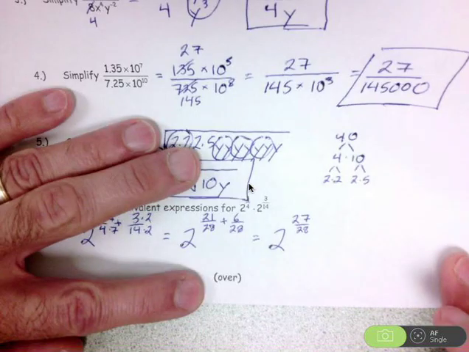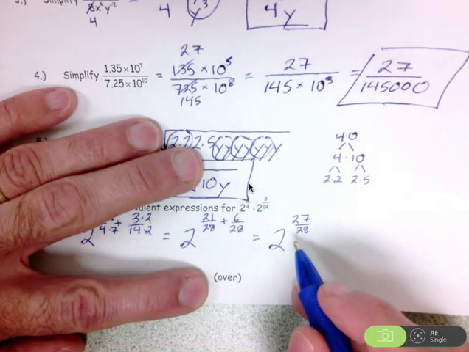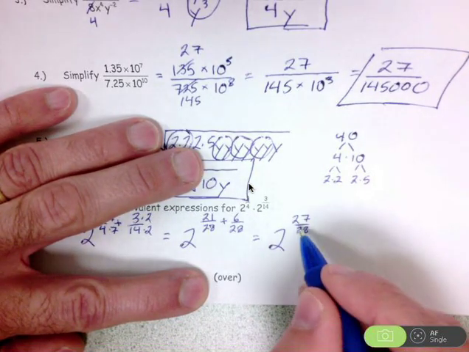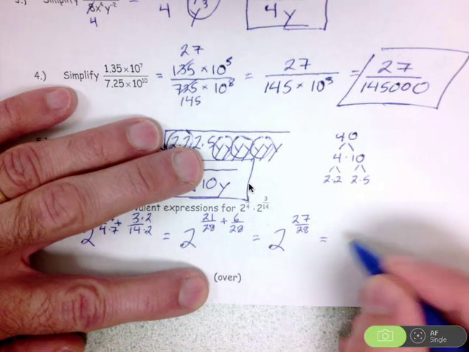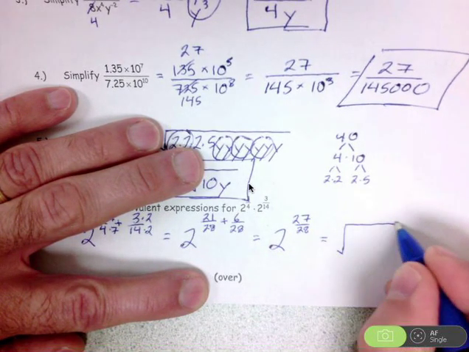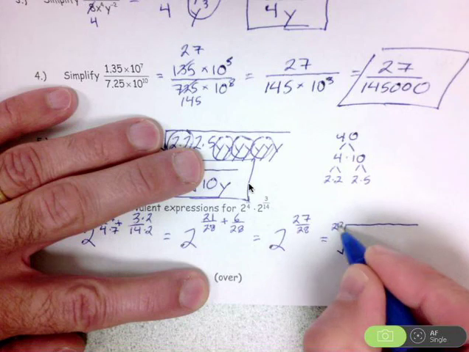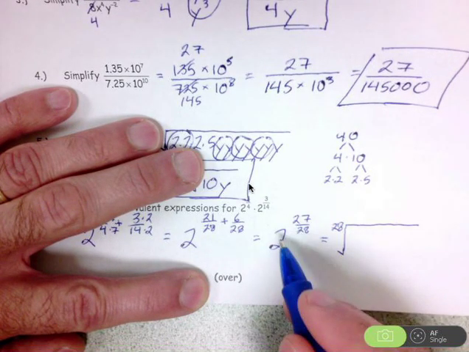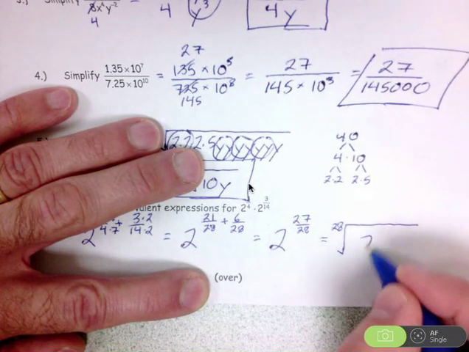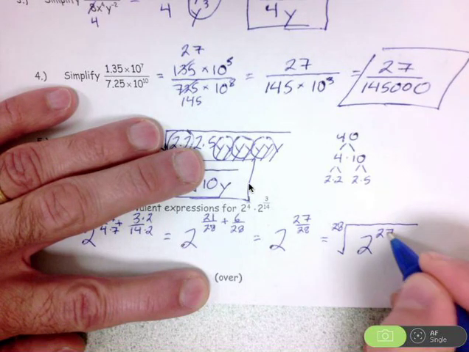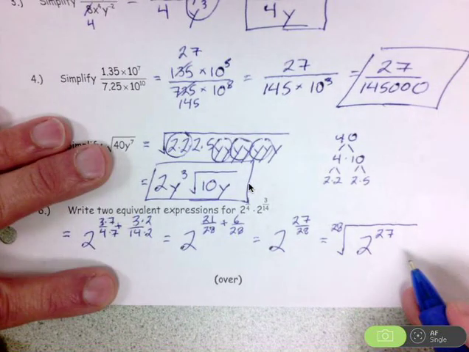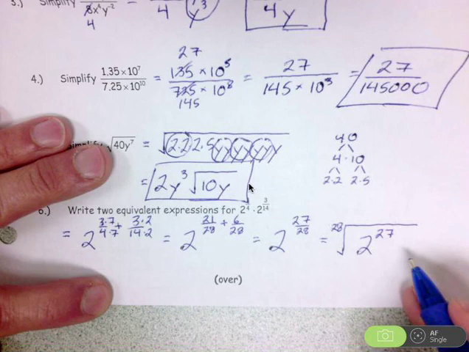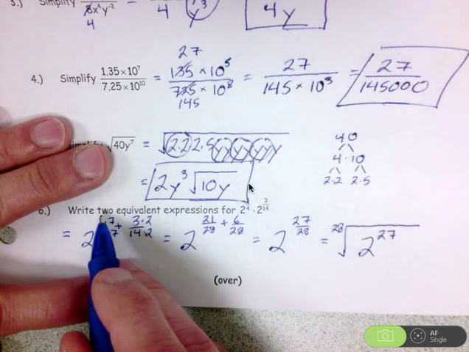The other thing that you could do is write this as a radical. So the denominator of 28 is the index. So I could create my radical, and I can put the 28 here. And then the 27 is the power that I will put on the 2 under the radical. That's another equivalent expression that we could create. So you just had to create 2 equivalent expressions.